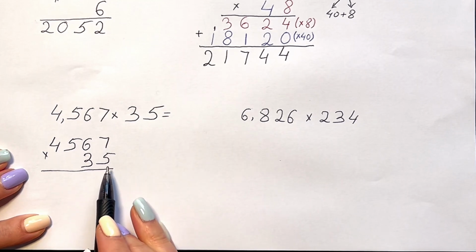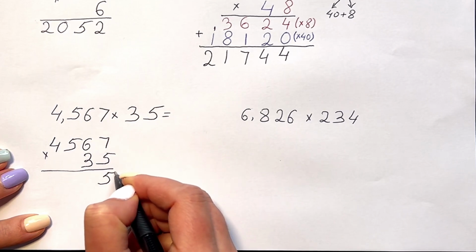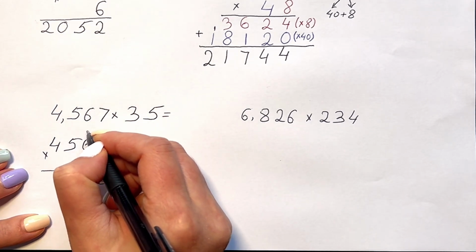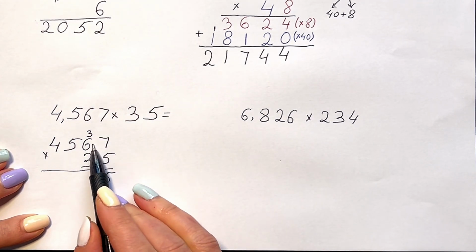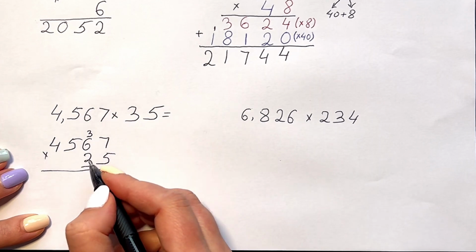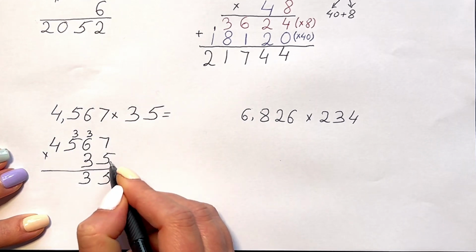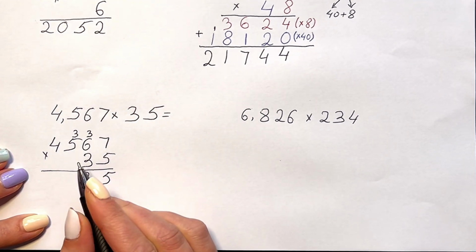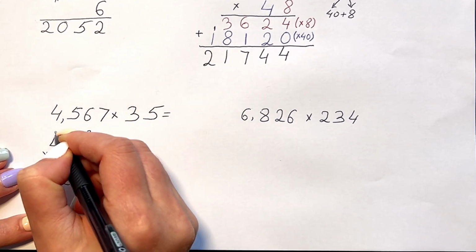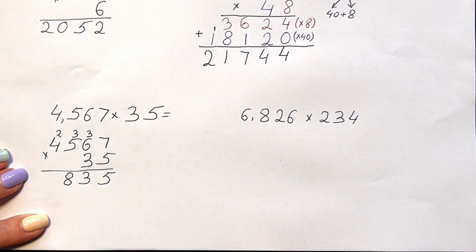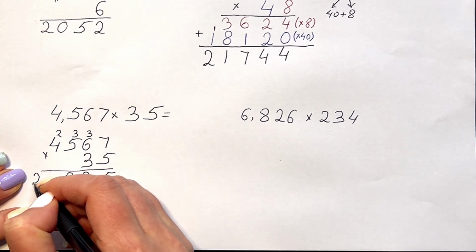Okay, let's do that. 5 times 7 is 35. We will put the 5 and carry the 3 on the top of the number that we're going to multiply next. 5 times 6 is 30. 3 more will be 33. We will carry the 3. 5 times 5 is 25. 3 more will be 28. We will put the 8 and carry the 2. 5 times 4 is 20. 2 more will be 22.